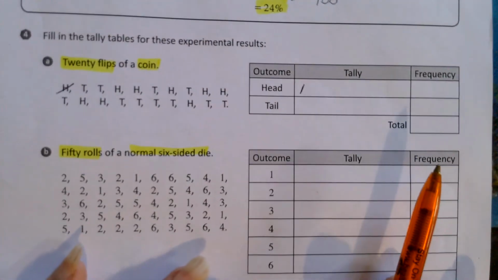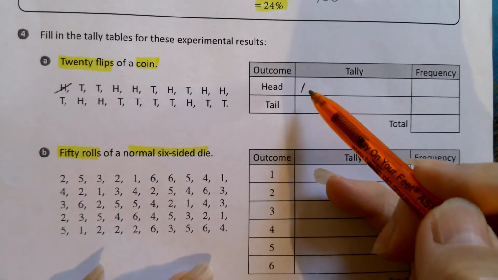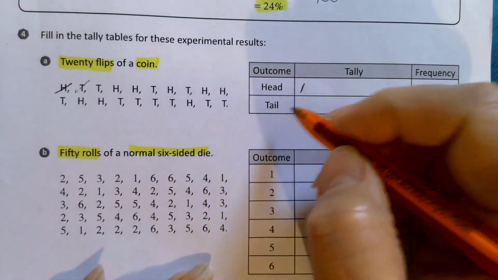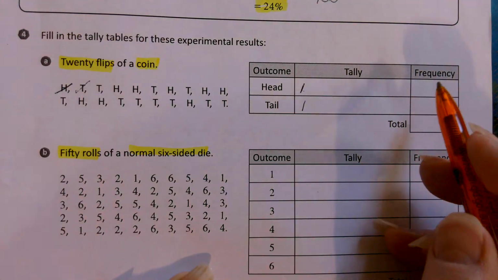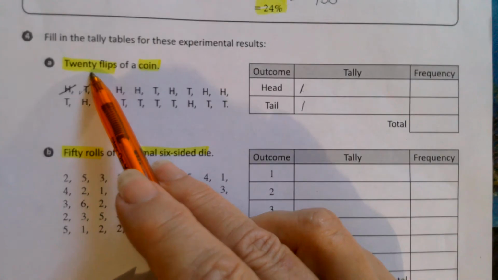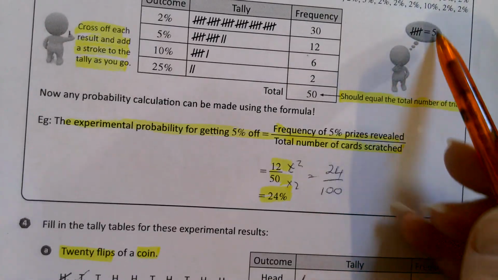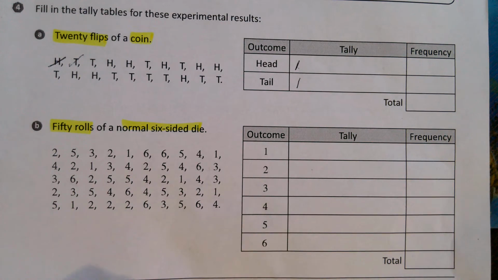Okay, example for you to do here. Now remember, as you're doing it, as you get a head, you tally it. You get a tail, a tally. Keep doing that. Now make sure when you add the two frequencies up at the bottom here, you have 20. And remember to keep your tally marks in groups of 5. Okay, have a look at those two examples and have a go.